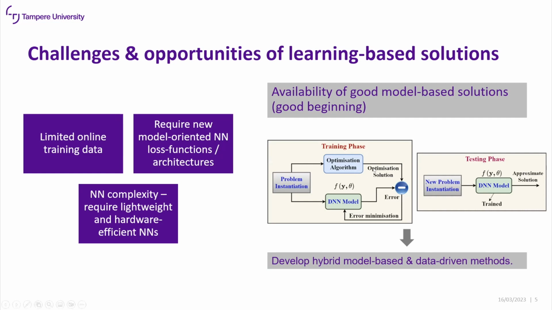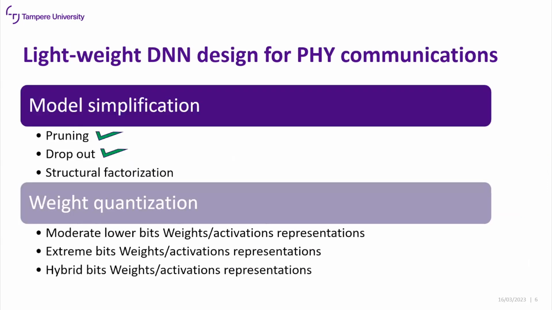So one of the ways of dealing with that is to use model-based solutions, because we do have them, because communication engineering is a very mature field where optimization solutions have been available. So we can use those solutions as training labels, and then we use a machine learning approach to approximate such solutions, as you can see in this diagram. The next thing is to combine the model-driven approach and the data-driven approach by exploiting the expert knowledge using the mathematical representations of such optimization problems.